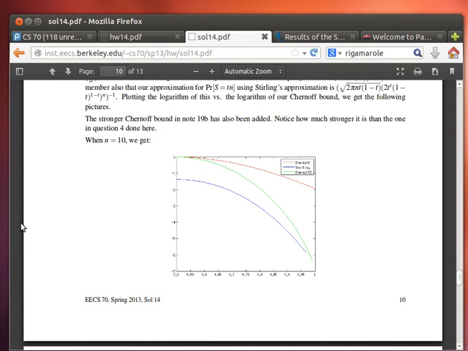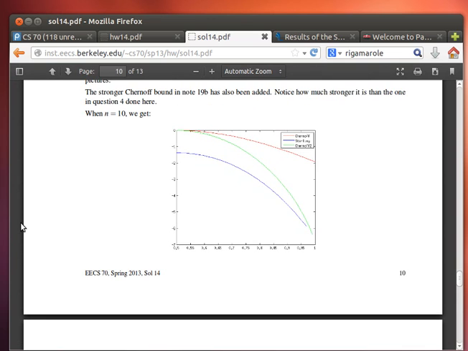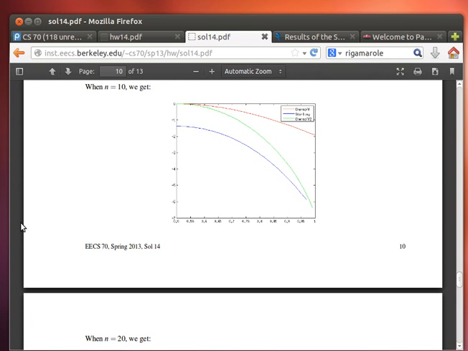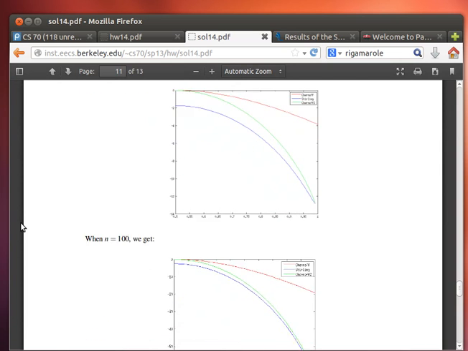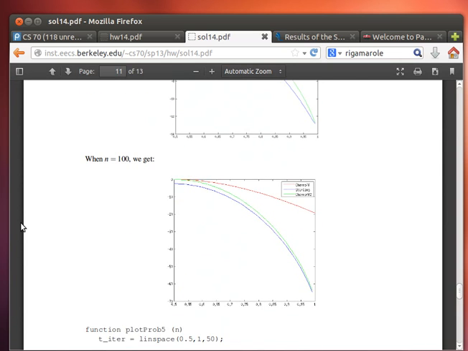The green line is an even stronger Chernoff bound found in note 19b. It's stronger in the sense that it hugs the blue line closer, but both it and the red line are strictly upper bounds on the blue line, as you can see from the graph. And here's the graph for n equals 20, and here's the graph for n equals 100.